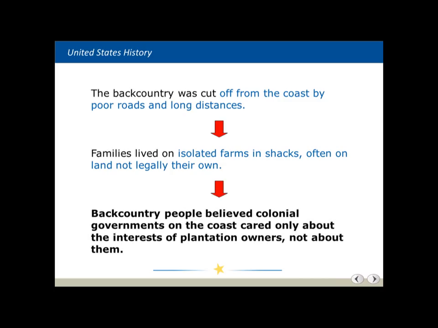Backcountry people believed colonial governments on the coast cared only about the interests of plantation owners, not about them. So a lot of this ties into Bacon's Rebellion and the anger that poor colonists felt about the government. It's fair to say that in the colonies, not everybody's on the same page. Not everybody believes in equal rights. All these things have yet to be worked out.